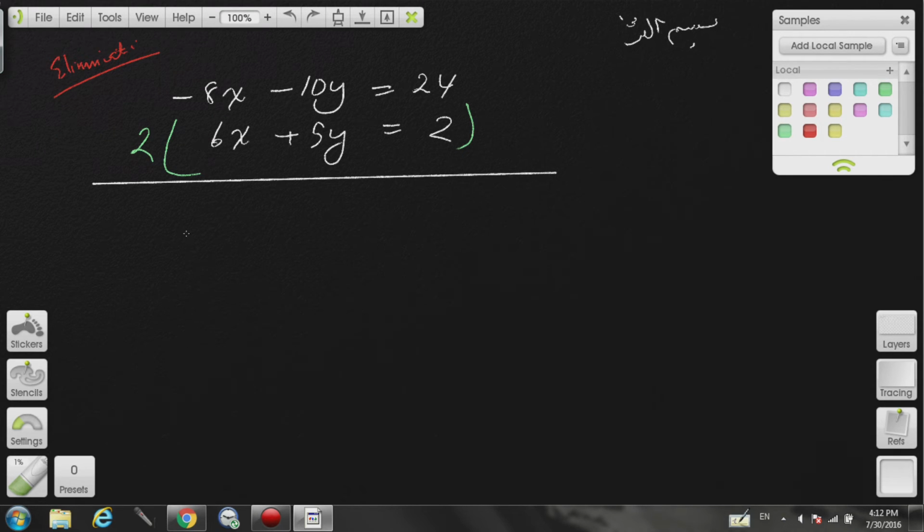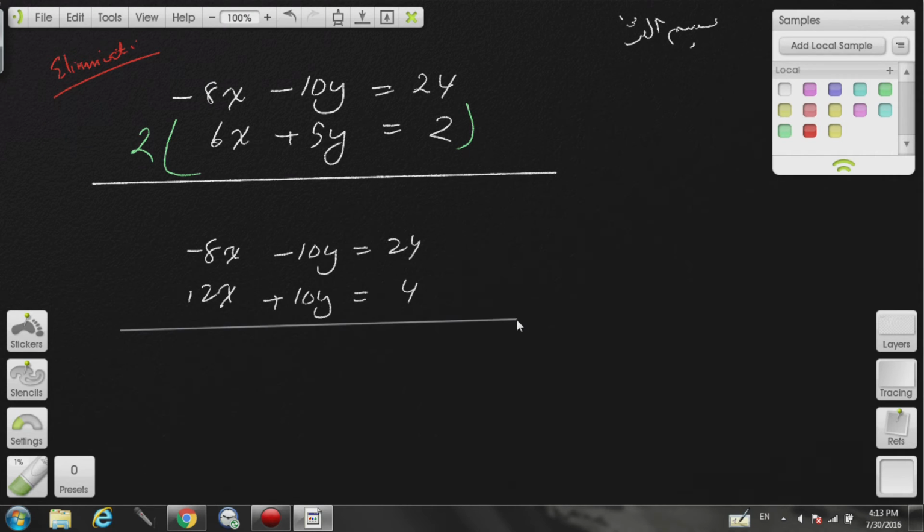Alright, now look. I'm just going to rewrite the top equation. And the bottom equation becomes 6 times 2 is 12x plus 10y equals 4. Correct? Now I can add these because when you add those two, what happens, Mohsin? You cancel out. Yeah, these two cancel out, they get eliminated. So negative 8x plus 12x is 4x equals 28. And then divide both sides by 4, like this. And x equals 7. So now you know what x is.